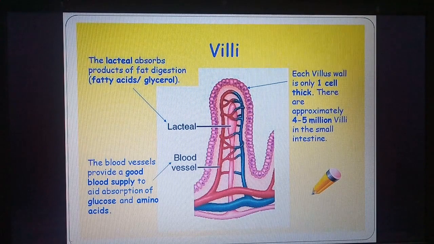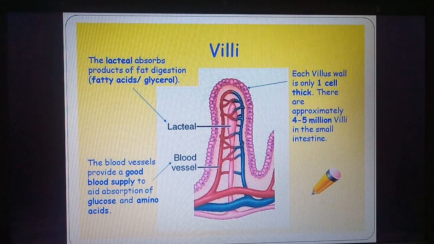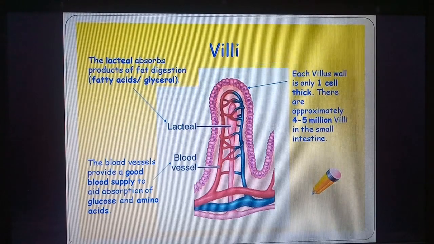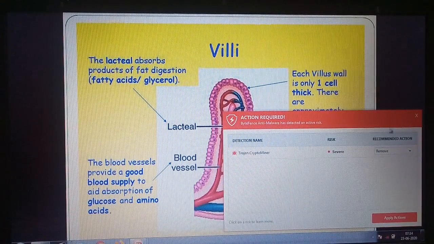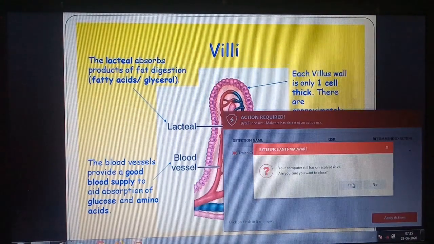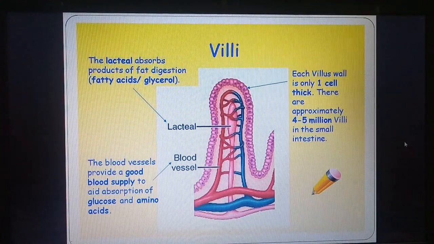Here we can see the process of absorption. The villi has a lacteal and blood vessel. The lacteal absorbs products of fat digestion. So fatty acid and glycerol are absorbed by lacteals. The blood vessels provide a good blood supply to help in absorption of glucose and amino acids. Each villus is only one cell thick. So the finger-like structures are only one cell thick, so diffusion can take place easily.